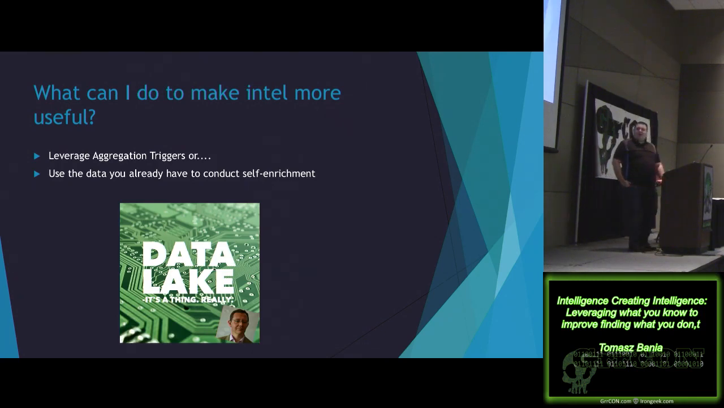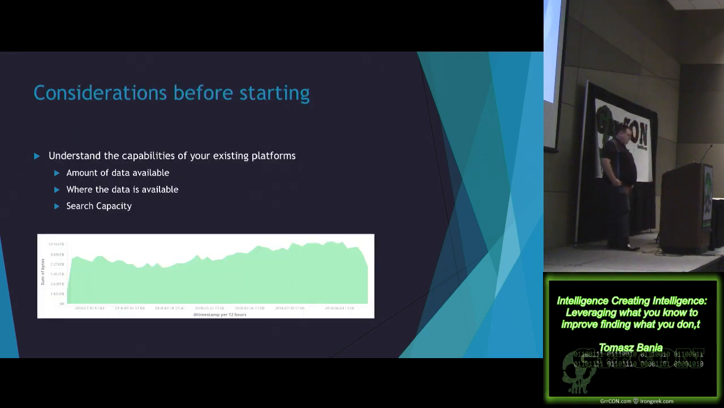One of the most common methods is just leverage aggregation triggers. Don't look at it if it's happening once, but if it happens over and over and over again, trigger an alert to your analysts. That's certainly one way of doing it, but what if we can just use the data we already have to conduct this self-enrichment? A few considerations before starting down this journey is you want to understand the capabilities of your existing platforms.